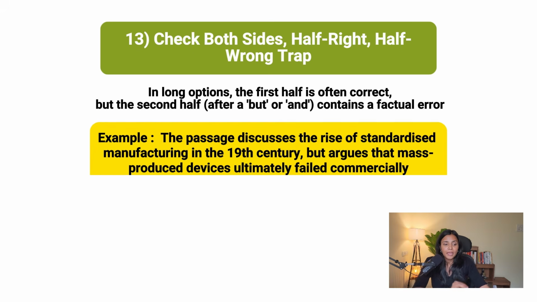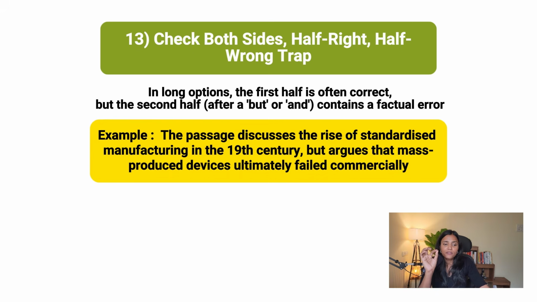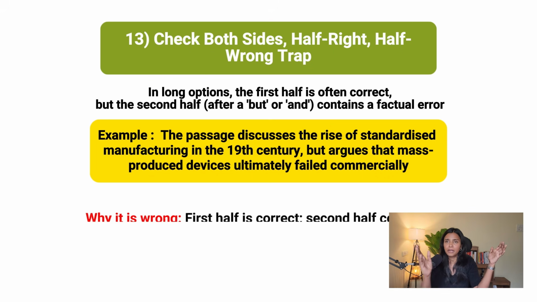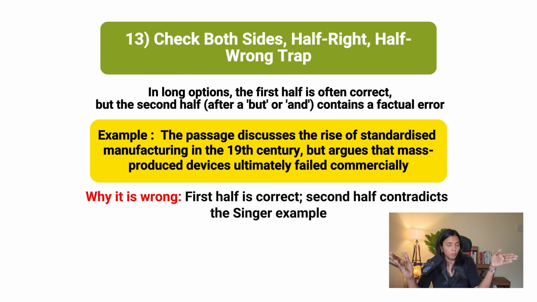For example, the passage discusses the rise of standardized manufacturing in the 19th century, but argues that mass-produced devices ultimately failed commercially. So yeah, the first part, till the 19th century, was in line with the passage, but the next part is completely opposite because the Singer sewing machine was a success.